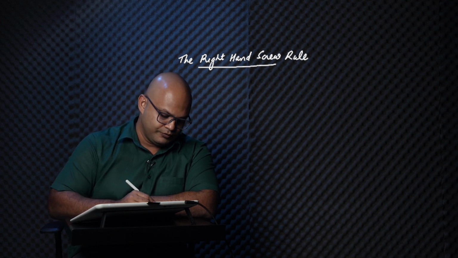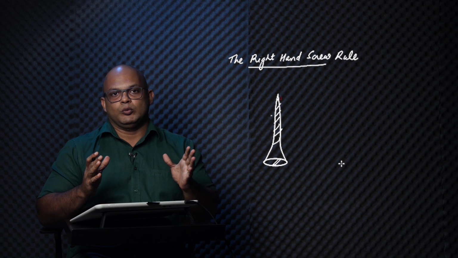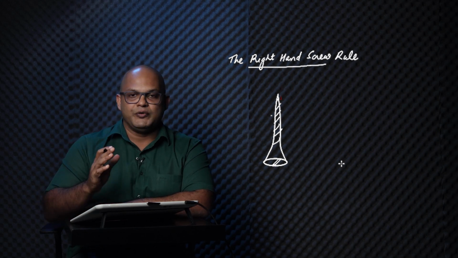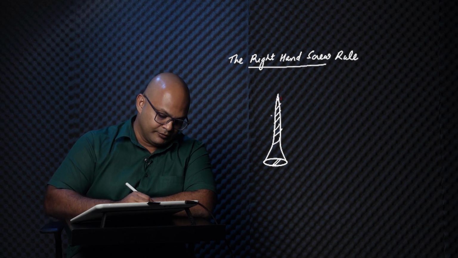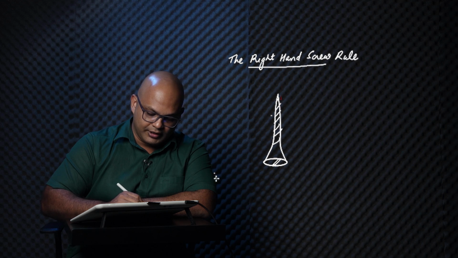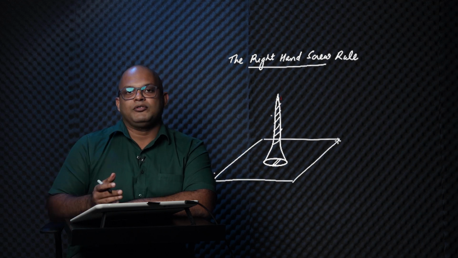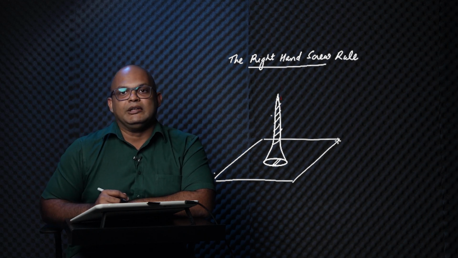Let's say that we have a right-handed screw. So let's make one of those. So what is the right-handed screw rule? Let's say that we have a right-handed screw which we have placed on its head on the ground. So this is the plane of the surface in which we have placed the screw. Let's say it is sitting on a table, and the head of the screw is on the surface of the table, and this is the plane in which the screw has been kept.